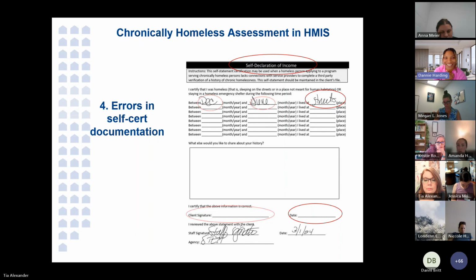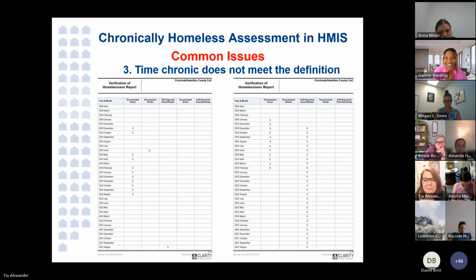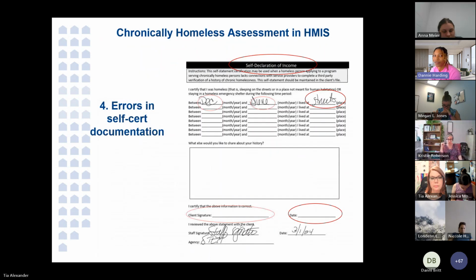Go back for a minute, Tia. Also, looking at the first example, another issue that we did run into is that the break was counted at the start of August 21, when the break shouldn't have been counted until after the client's first documented stay, which was August 2022. Does that make sense? You only start counting breaks after their first documented stay.